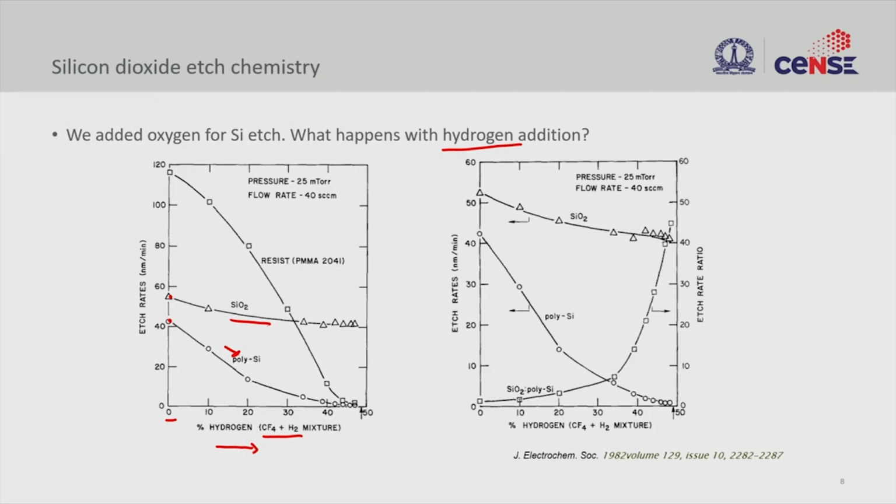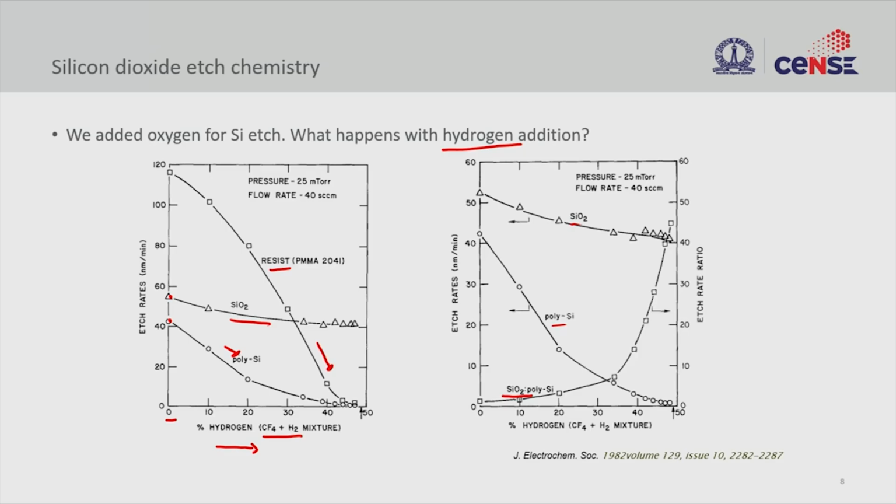But again, the interesting thing is your resist etch rate dramatically reduces. This is again an interesting thing to notice, because you are improving your selectivity with respect to resist as well. So this is how adding hydrogen is helping you improve your selectivity between silicon dioxide and polysilicon, and also photoresist. The right-side graph is the same graph, but we are only looking at the selectivity, with respect to polysilicon and silicon dioxide etch rates.